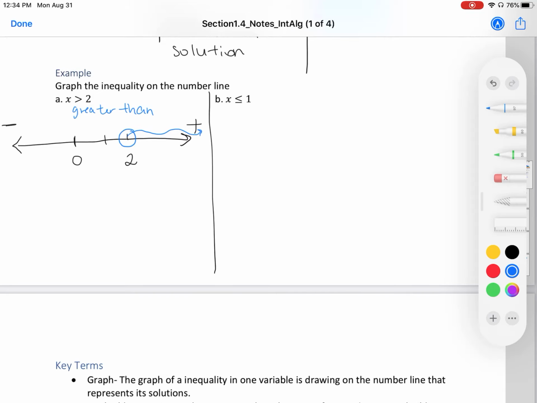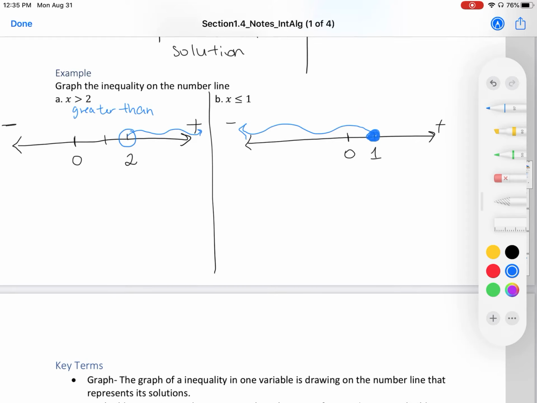Next one. We want to draw a number line, and I want to graph 1. All right, you don't have to draw 0, but just so we have a place value. And I want to find the numbers that are less than or equal to 1. So because they're less than, we're going to shade towards the left. And because there's an equal to, less than or equal to, I'm going to use a closed circle.